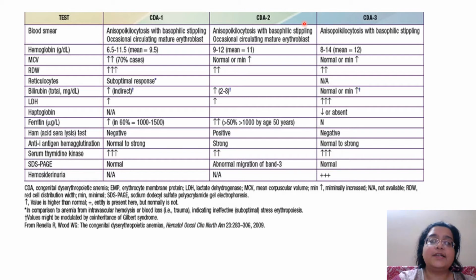Okay. So the blood smear will show megaloblastic features like anisopoikilocytosis and basophilic stippling. Hemoglobin will range between 6 to say normal in CDA3 and 6 in say CDA1. MCV will be raised or normal. RDW will be markedly raised, so you will think it could be a combined nutritional deficiency. Reticulocyte response can be normal to a little less. It is not completely absent.